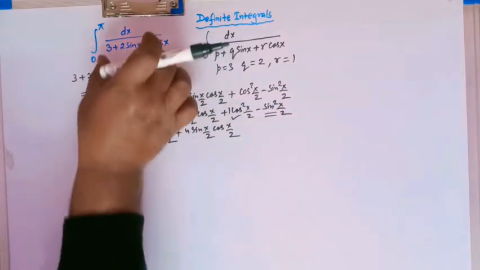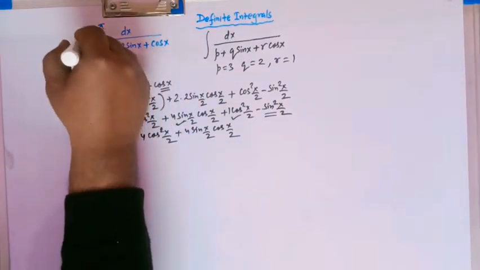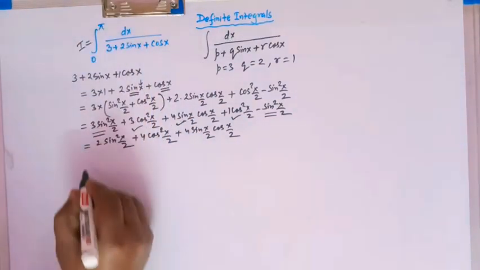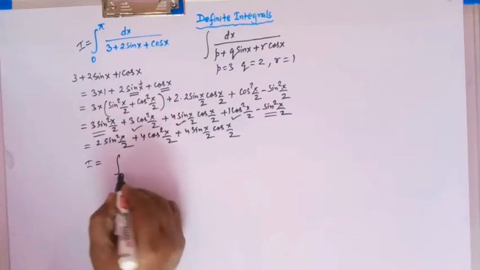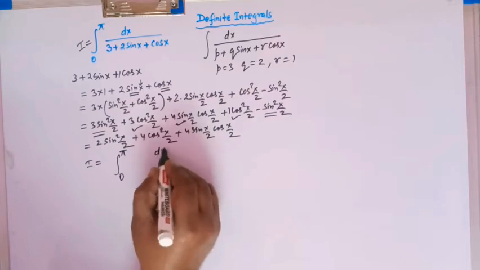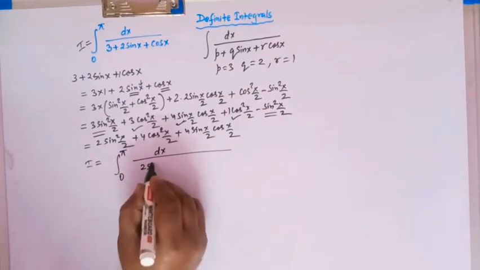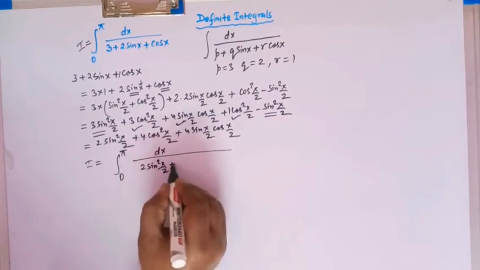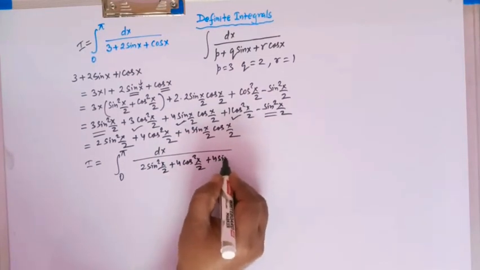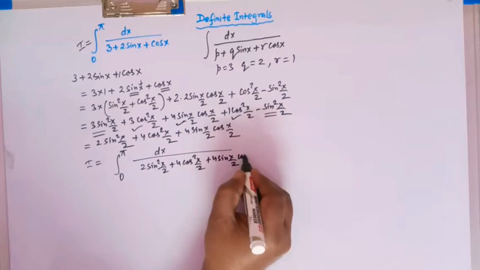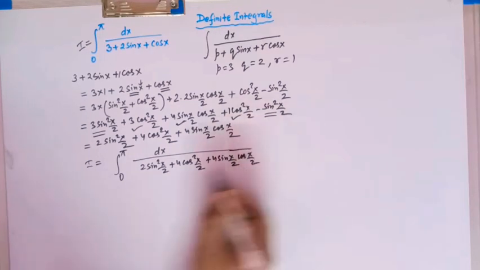I will substitute it here. Let us call this integral I. So I can be written as the integral from 0 to pi of dx over 2 sine square x over 2 plus 4 cos square x over 2 plus 4 sine x over 2 cos x over 2.